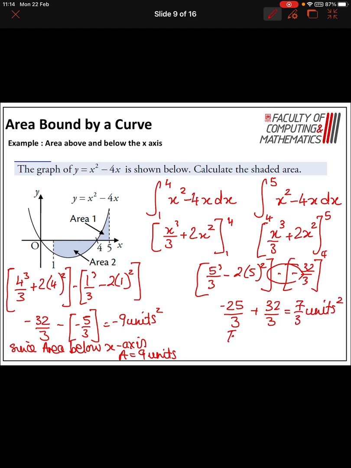So the total area will give me 9 plus that 7 over 3 to give me 34 over 3 units squared. Okay, right, so let's move on. That was area bound by a curve.